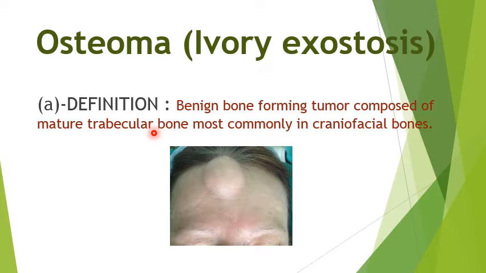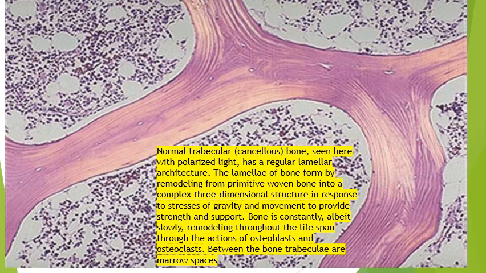So, ivory osteoma is a benign bone forming tumor. We talked about what a benign tumor is formed of: tissue which tries to simulate the tissue of origin. So the tissue of origin here is bone, and it is simulating mature trabecular lamellar bone. The most common site is the craniofacial bone. So you may come back now to the histology and ask yourself, what is the normal structure of the bone? This is something you have to revise by yourself.